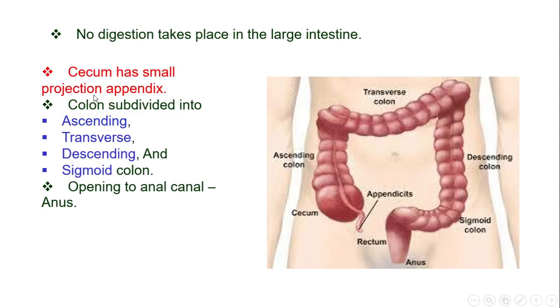The cecum has a small appendix. The colon is subdivided into the ascending colon, transverse colon, descending colon, and sigmoid colon, opening to the anal canal, the anus.